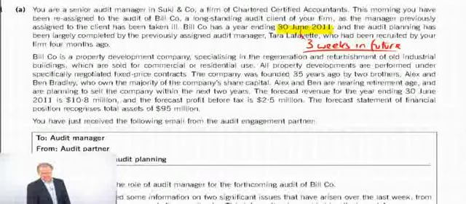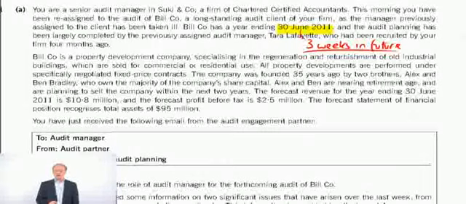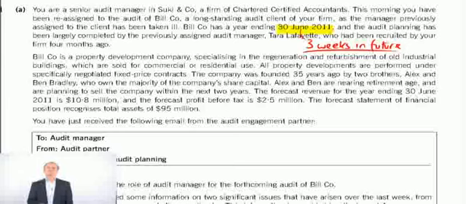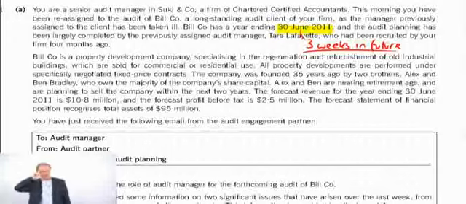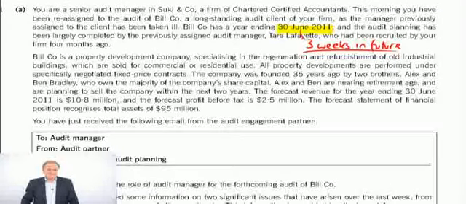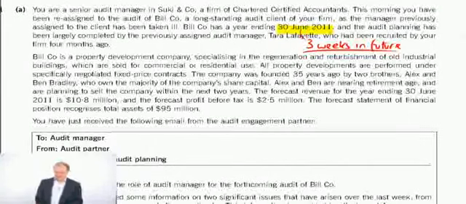Right, so all property developments performed under specifically negotiated fixed price contracts. Company founded 35 years ago, two brothers who own the majority of the company's share capital. Alex and Ben are nearing retirement age and are planning to sell the company within the next 2 years. Right, so the people running the company also own it and are looking to sell it soon. So I read that and I'm starting to think, ooh, if you want to sell a company, you want to make things look as good as possible, don't you? Now, I'm not going to jump to any conclusions yet, because until I read the partner's email, I don't actually know what the question's going to ask me.